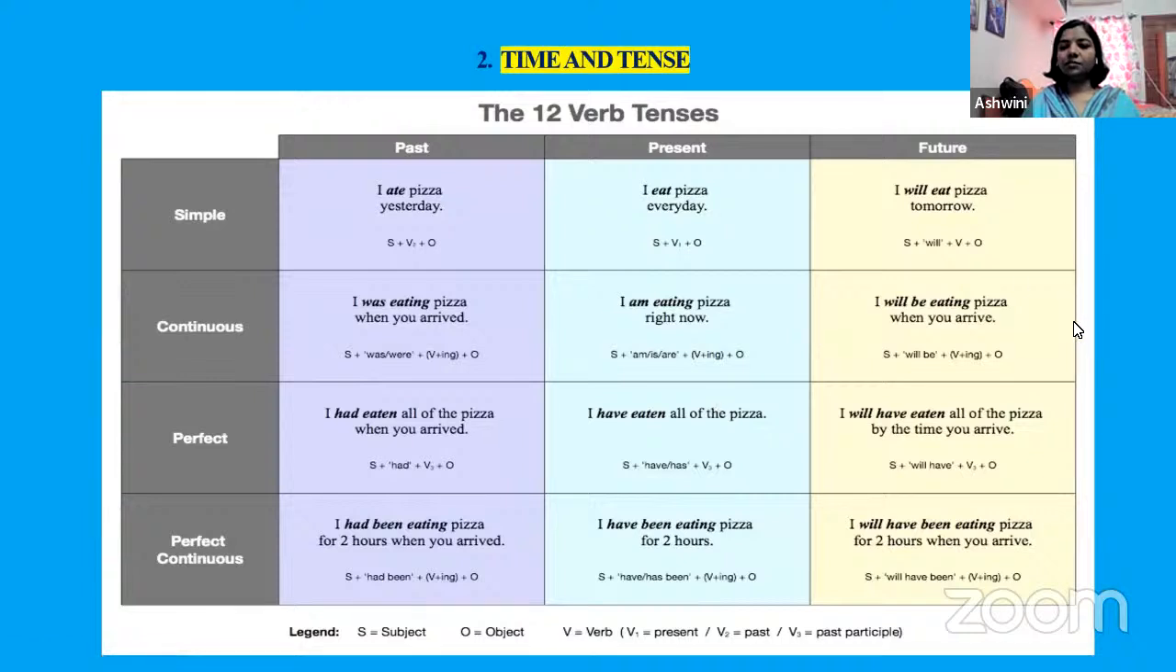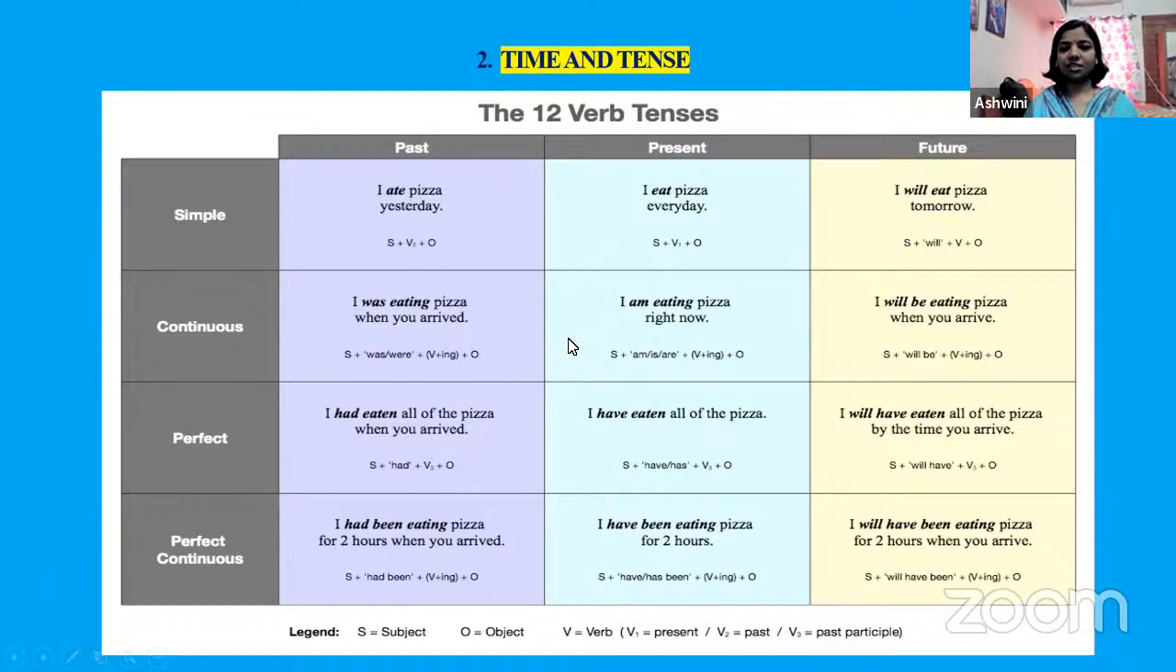Now we cannot waste your time, so let's go forward. Our next section is time and tenses. All the students must have knowledge about time and tenses, because many questions have been asked on this under common errors in competitive examinations.